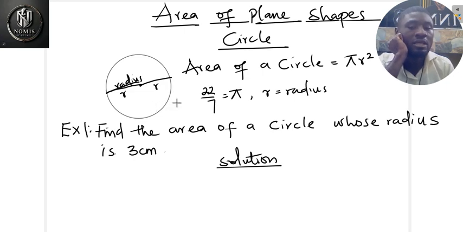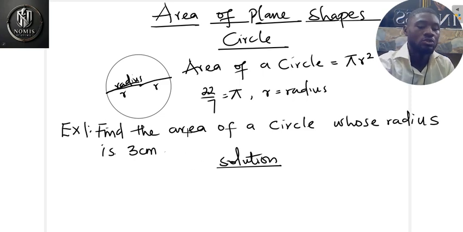Now let's get into the area of a circle. Remember and put this formula at the front of your mind that area of a circle is pi r squared, where pi is 22/7 and r is the radius. Now let's take an example. Find the area of a circle whose radius is 3 centimeters. So how do we get this done? Let's get into the solution.